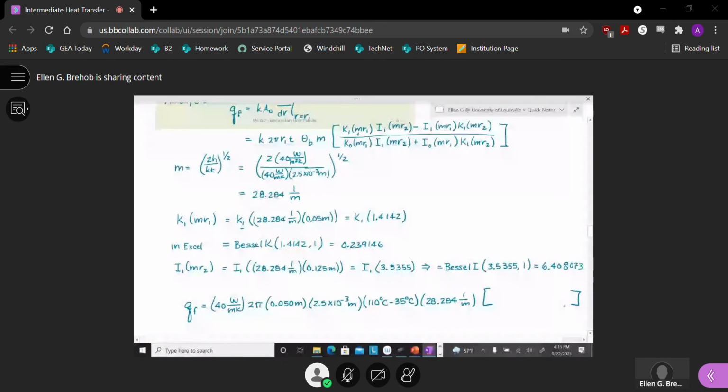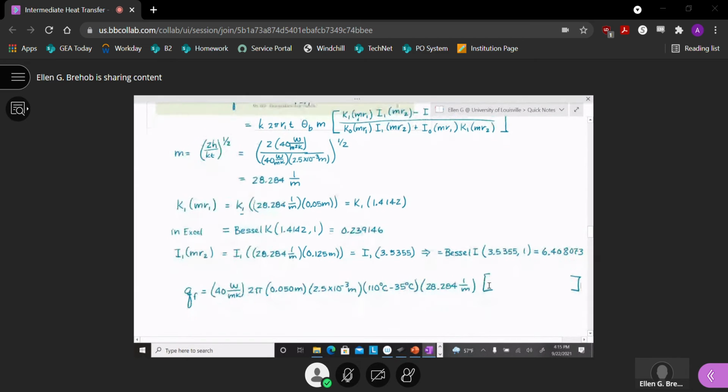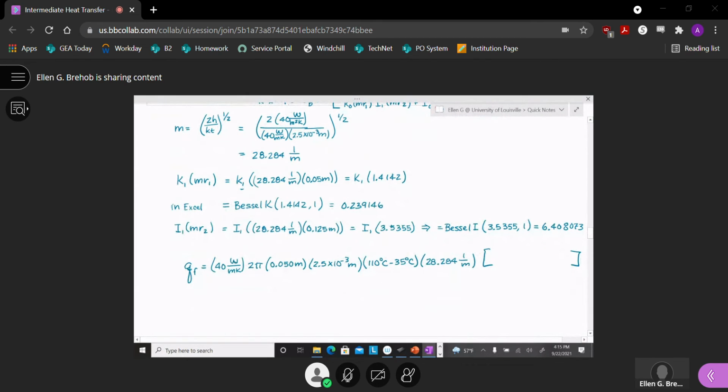And this is going to give us some ratio. It doesn't have dimensions. So hopefully my dimensions out here work. I'm expecting watts. And I've got a meter and a meter and a meter and a meter. So those are canceled. And I got temperature units. So I do end up with units of watts. And this result is 88.6 watts.